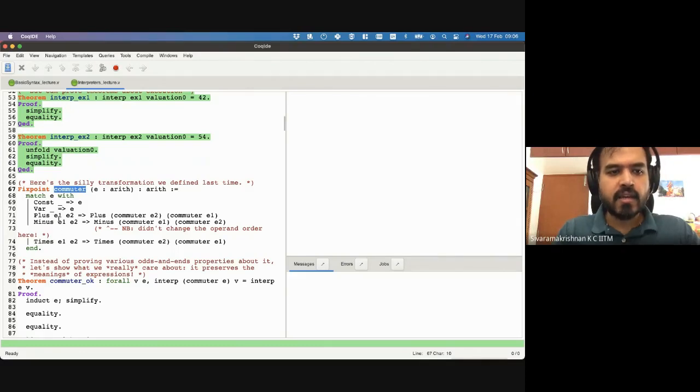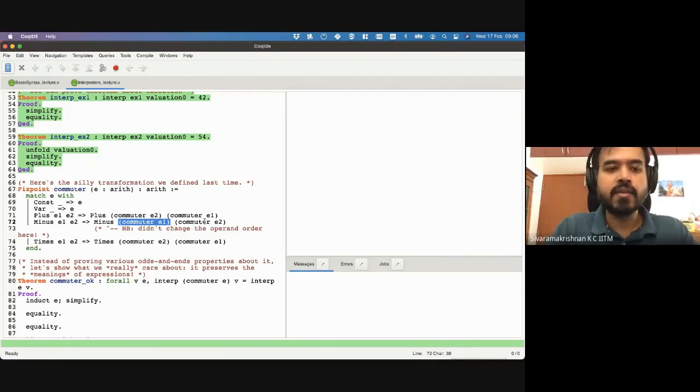So if you have plus E1, E2, then it commutes E2, commutes E1, and then swaps the arguments' positions, right? And similarly for times, but we don't change it for minus, right? If you commute for minus, you'll get a different, wrong result. So we don't change the operand order here, right? So we commute E1, we commute E2, but we leave E1 and E2 in the original positions as they should be, right?